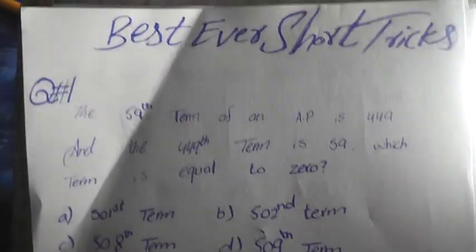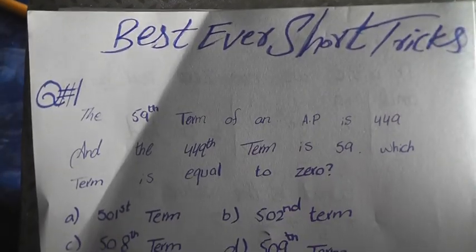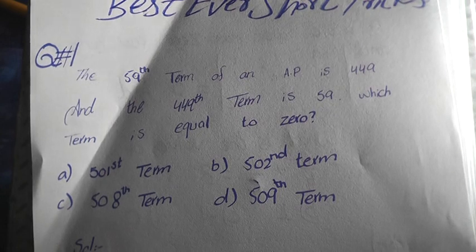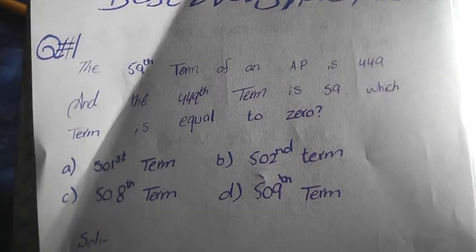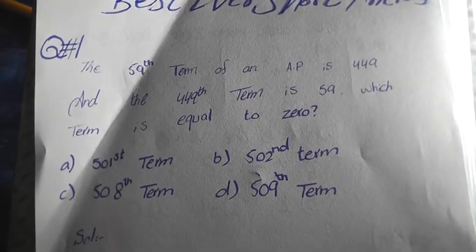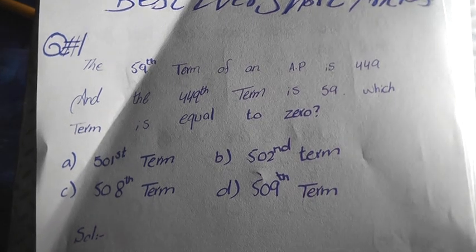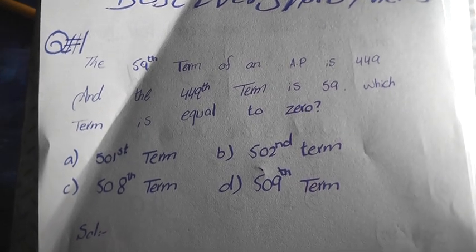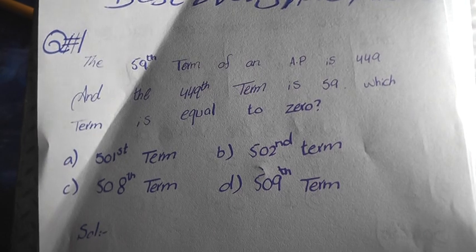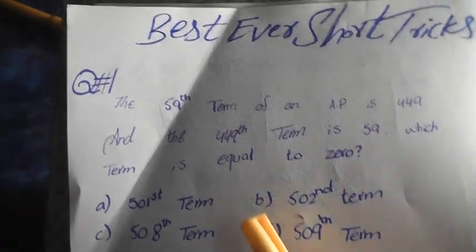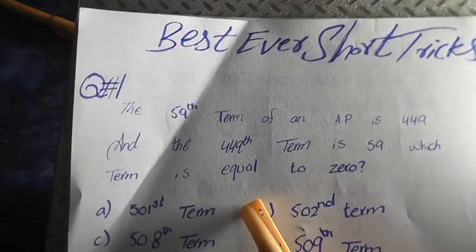Welcome back once again. Let's try the best ever short tricks today. We have just 10 questions. Today we learn about some short tricks, typical questions that were asked in previous past papers in PPSC. Today question number 1 is about arithmetic progression.